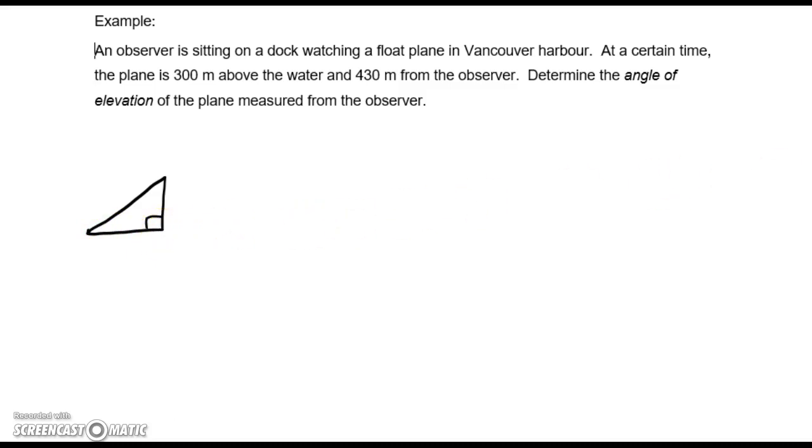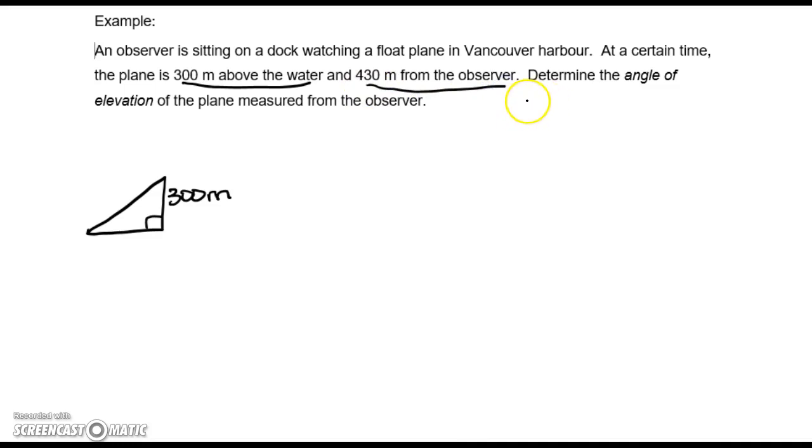So to fill out our information, it might be easier to just go back and reread the problem. So an observer is sitting on a dock watching a float plane in Vancouver Harbor. At a certain time, the plane is 300 meters above the water. So this one here tells us the height. So this here is 300 meters above the water. And it's 430 meters away from the observer.